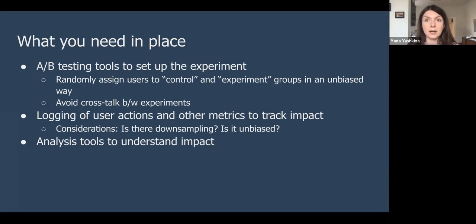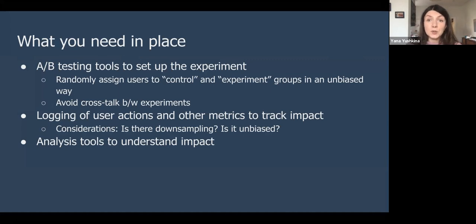Some of the characteristics of a testing system that is good is that it randomly assigns users to your control and experiment, or in other words, kind of your null hypothesis and your treatment groups, in an unbiased way, so that the population of your users does not skew one way or the other. Sometimes there are also ways for you to check that, because even a random assignment system might still generate bias in your experiment and control groups.